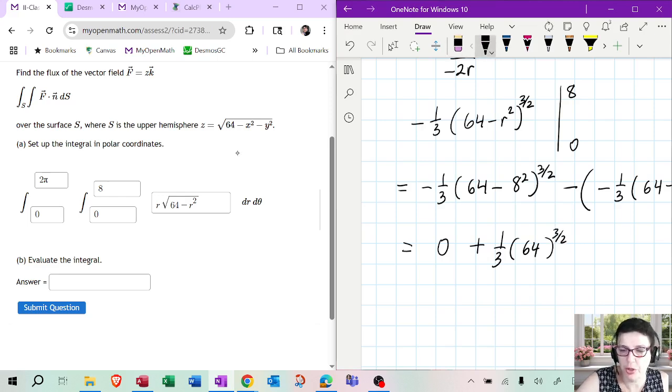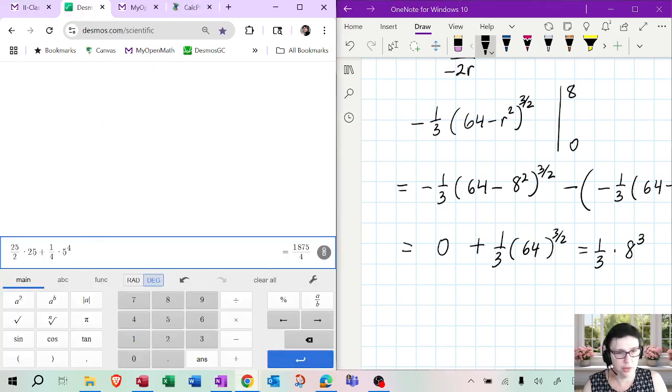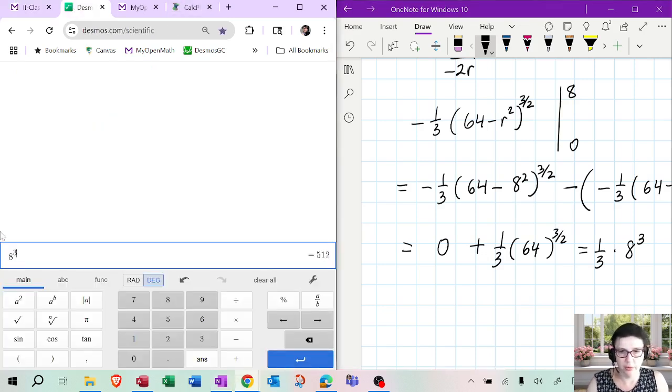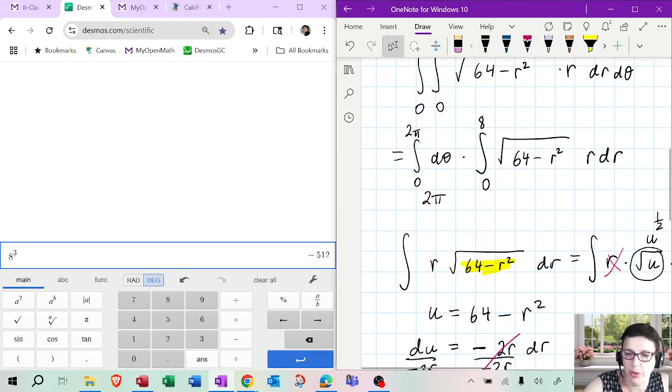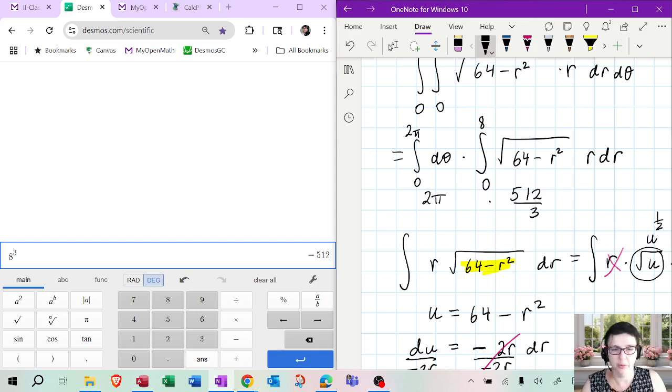Now, at this point, you can use a calculator, or maybe you do know that when we take that 64 to the 3/2, this is the same thing as square root of 64, which is 8, and then you cube that. Okay, now, I don't know if they need us to simplify that. We could. Okay, so that's 512. So we got 512 divided by 3. That's our integral. But we still have to remember that we also had this 2 pi there, right? And so that looks like that's going to be my final answer.